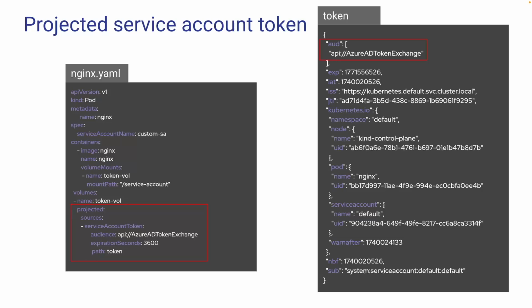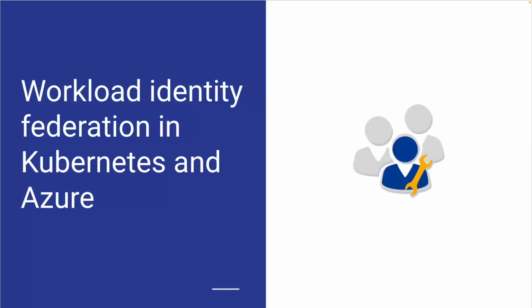This capability is essential when integrating Kubernetes workloads with external identity providers, such as Azure Entra ID, as we will see in the next sections. Now, let's dive into the main topic of the video and explore what Workload Identity Federation in Kubernetes and Azure is and how it functions. One of its primary use cases is enabling Kubernetes workloads to securely access external protected resources.